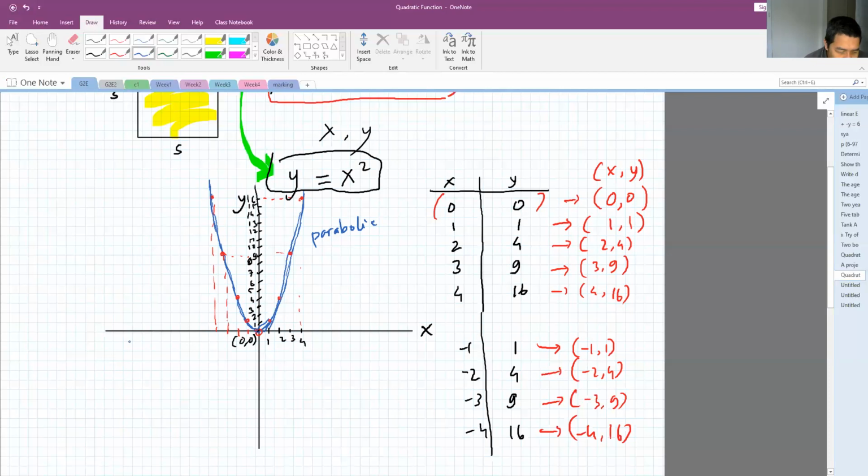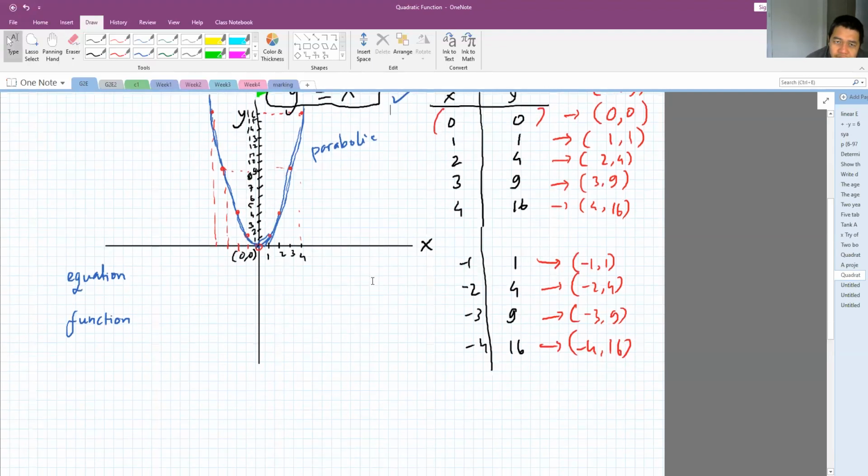Now, when I say relation, in mathematics, when we talk about a relation, you can have something called an equation, or you can have something called a function. And essentially they are different. For example, this one, y equal to x squared, this mathematical relation is called a function. So now let me explain what a function actually is.